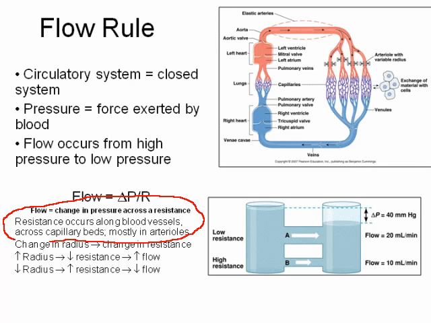So you have resistance occurring along all blood vessels, but again, most of it is occurring here because we have smooth muscle here that the autonomic nervous system can control. And as you've learned in your lab, a change in radius produces a change in resistance. As radius goes up, resistance goes down, and flow goes up, and vice versa.